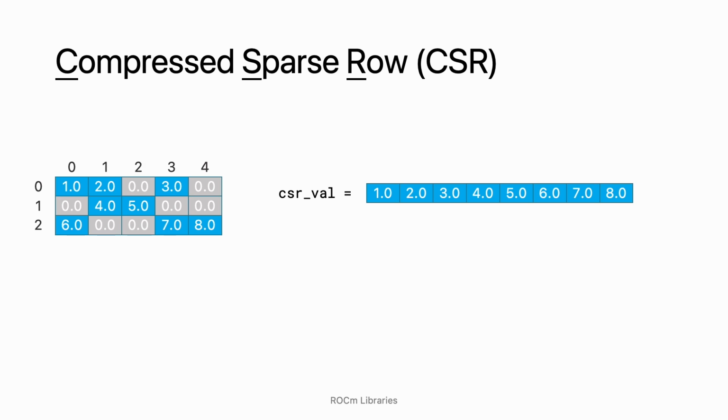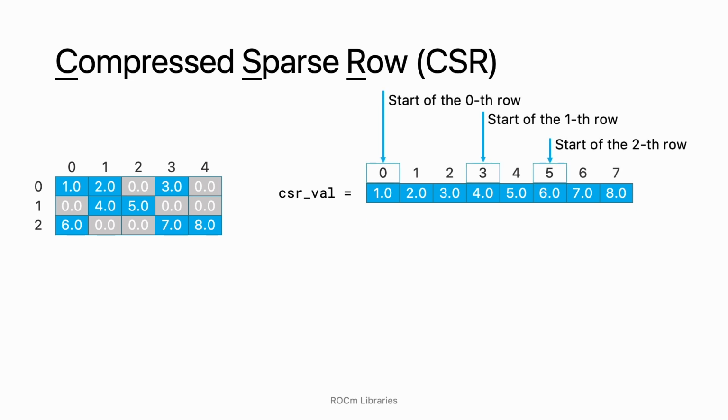Next, we can consider a few special values. Those are the first values that belong to each row. For example, 1.0 is the start of the 0th row. 4.0 is the first element in the first row. And 6.0 is the start of the 2nd row. So can we store this type of data? Let's store this data there. Let's name it the CSR row pointer.